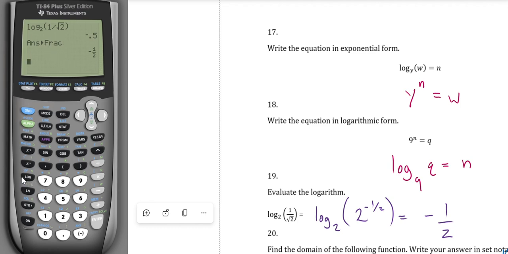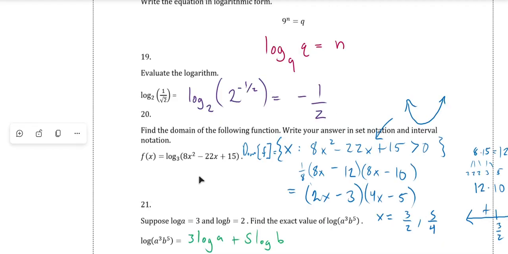We would just need to apply the change of base formula. We could take either the common log or the natural log of 1 over the square root of 2 and divide that by the common log, or if you like, the natural log, of the base, which originally was 2. Gives us the same result.